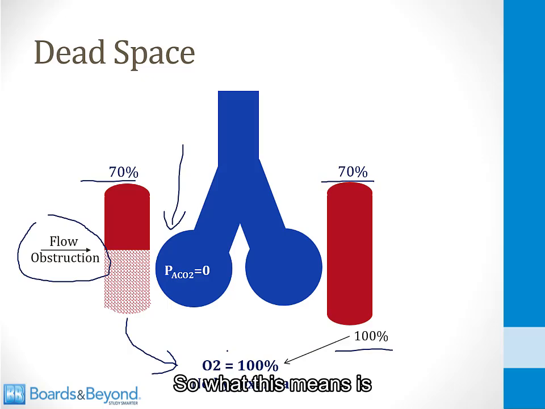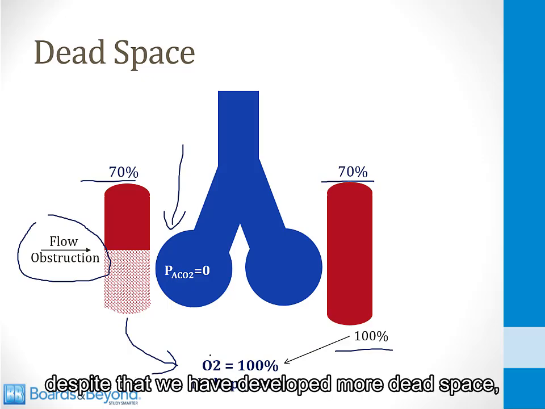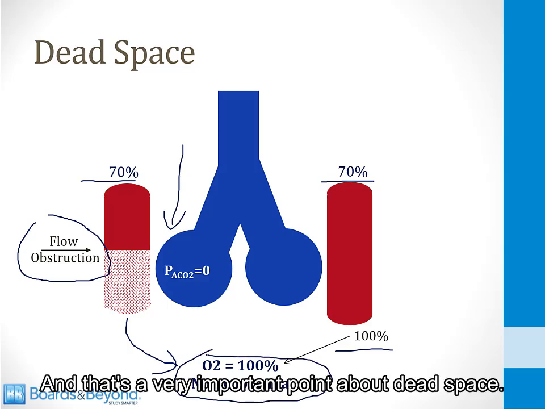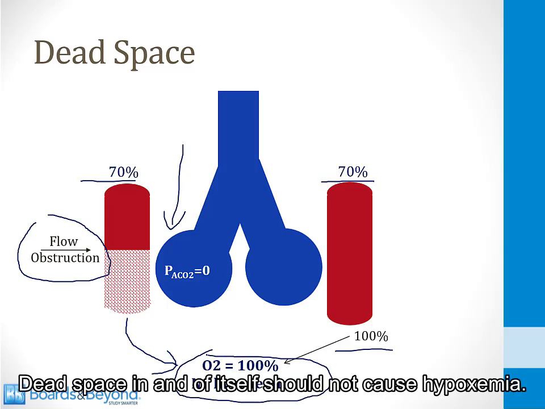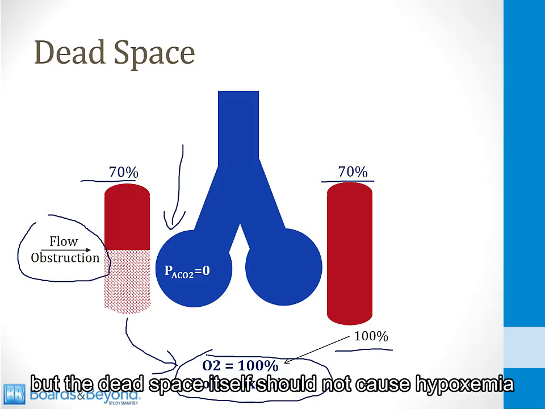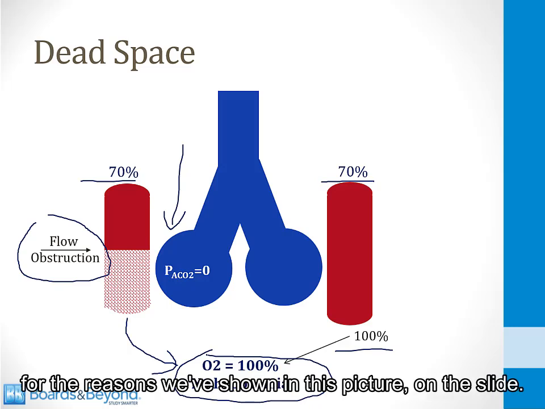So what this means is, despite that we have developed more dead space, our oxygen saturation remains at 100% with no hypoxemia. And that's a very important point about dead space. Dead space in and of itself should not cause hypoxemia. There are some diseases with dead space that also have other pulmonary problems that lead to hypoxemia, but the dead space itself should not cause hypoxemia for the reasons we've shown in this picture on the slide.